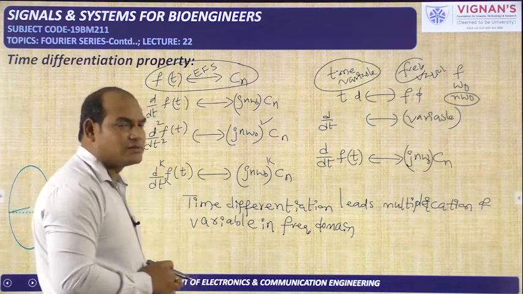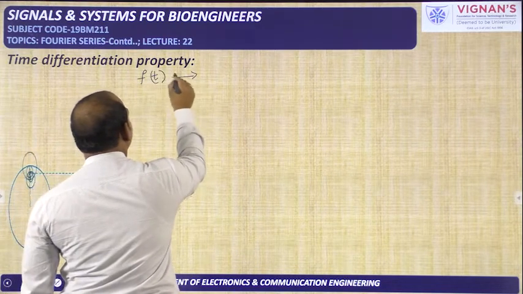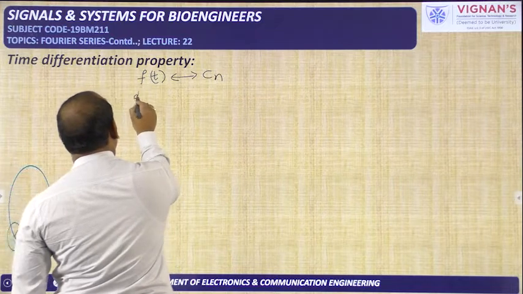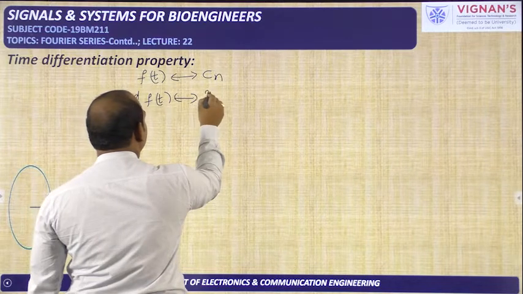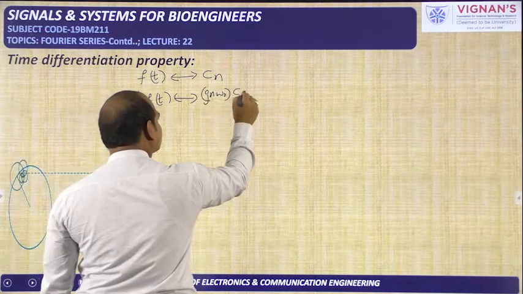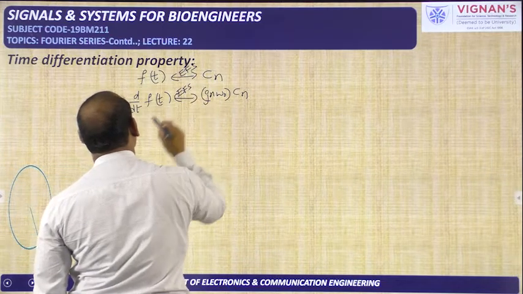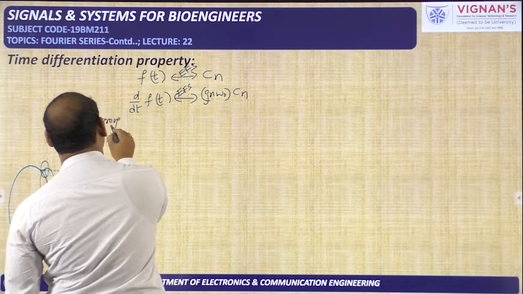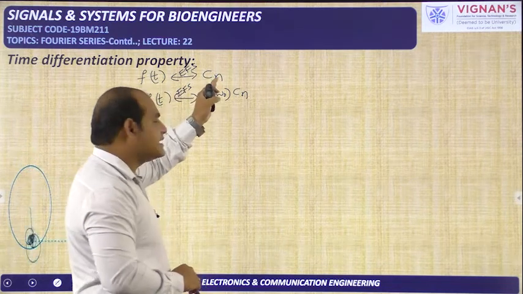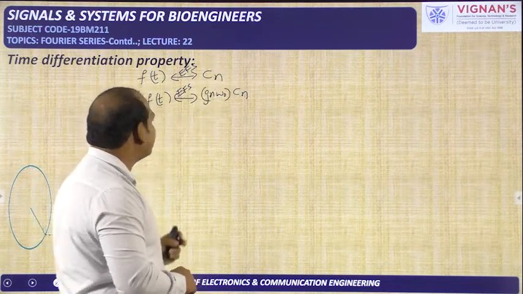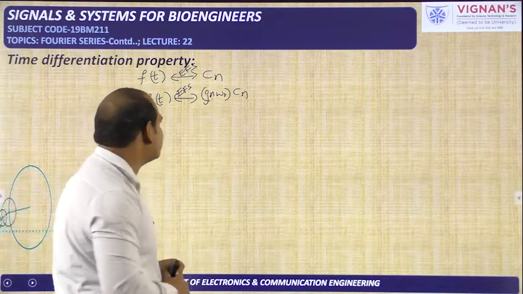Now we will see the proof for that. Again I am writing the actual expression: f of t has the Fourier series coefficient Cn, and d by dt of f of t has the Fourier series coefficient jn omega naught into Cn. Here you can write the exponential Fourier series, here also exponential Fourier series. Now for the proof, you can take f of t double-headed arrow Cn as the given thing. Now we need to prove d by dt of f of t has the exponential Fourier series coefficient jn omega naught into Cn.